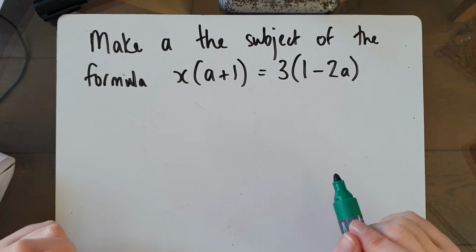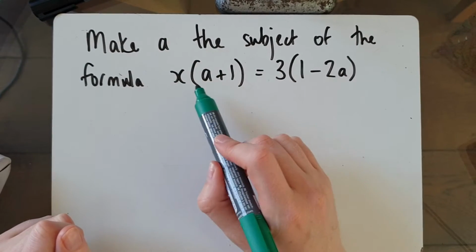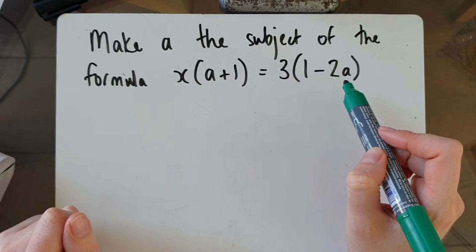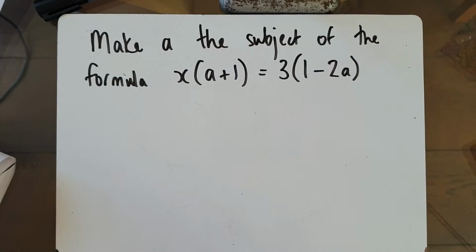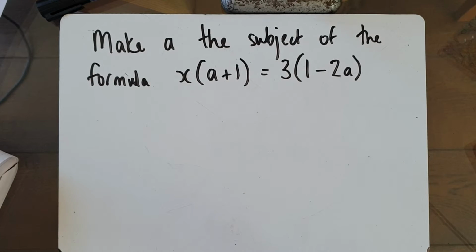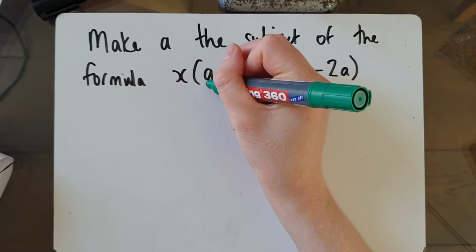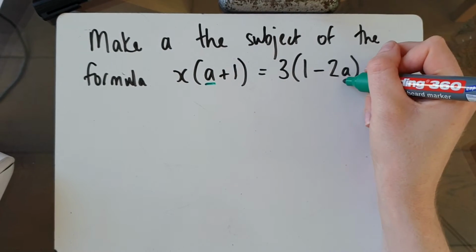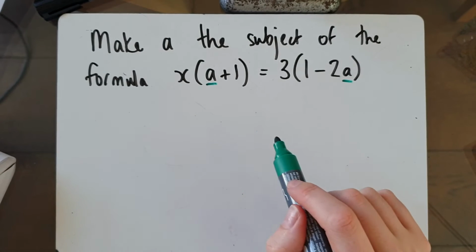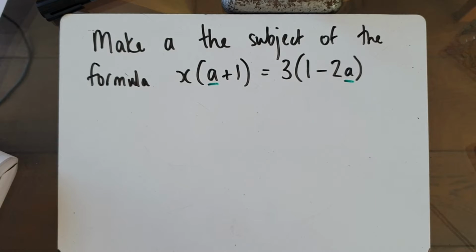So the first example is making A the subject of this formula. X into A plus 1 equals 3 into 1 minus 2A. So we want to end up with A on its own on one side equals, and then a bunch of stuff on the other side. Now the problem is we've got A here and we've got A here. If we make A the subject, we cannot have A on both sides.